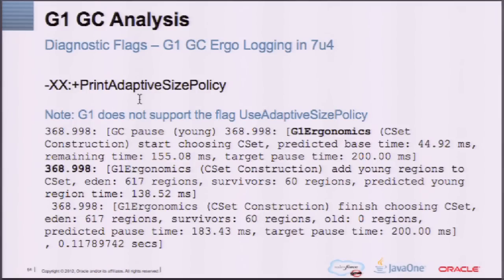It shows you the pause doing CSet construction. It starts choosing CSets right there. It predicts a base time, and because the target pause time was 200 milliseconds, the remaining time is still 155. Then there are more calculations. It adds young regions to it, Eden sizes, survivor sizes, and now the new predicted time is 138, because it knows we have 200 milliseconds, and guess what? We were really quick, so we have enough time to add more regions, do more work, basically, choosing the collection sets and stuff like that. So it's very useful information, at least for me. I understand where things go wrong. I can look at that and figure it out.